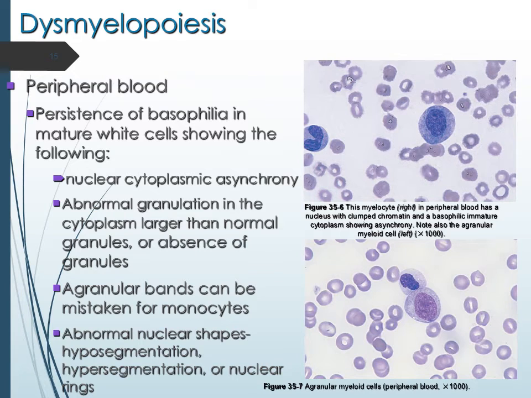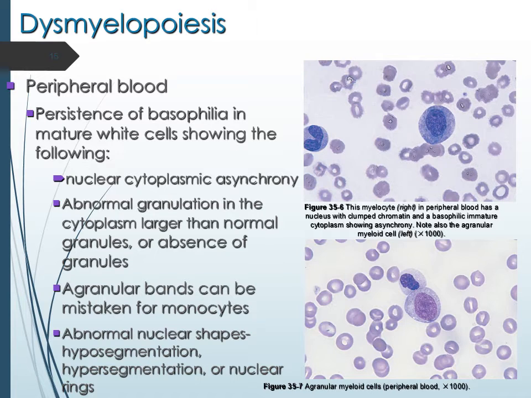Now let's look at dysmyelopoiesis. Dysmyelopoiesis in the peripheral blood is the persistence of basophilia in the cytoplasm, as you can see on the right. Otherwise, the cells are mature, only that the cytoplasm is basophilic. In other words, there's nuclear cytoplasmic asynchrony, abnormal granulation of the cytoplasm of neutrophils. You see larger than normal granules or hypogranulation, or the absence of granules is common in these patients. So you'd see agranular bands.